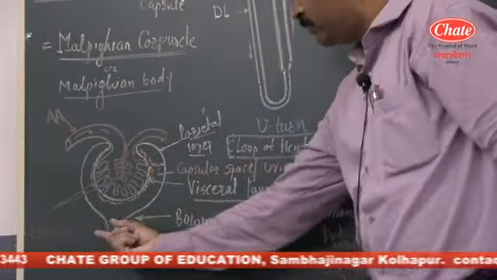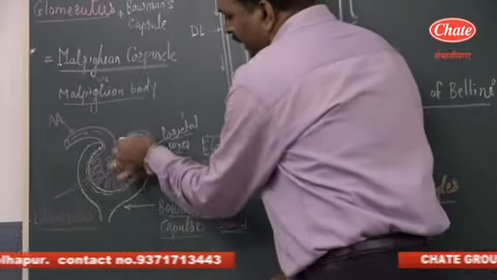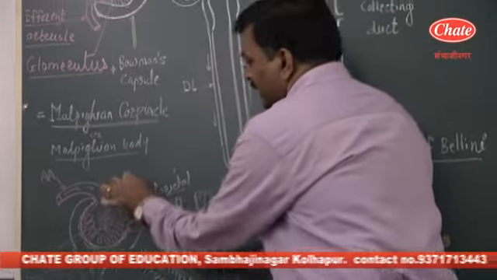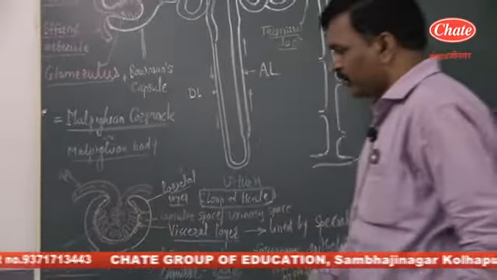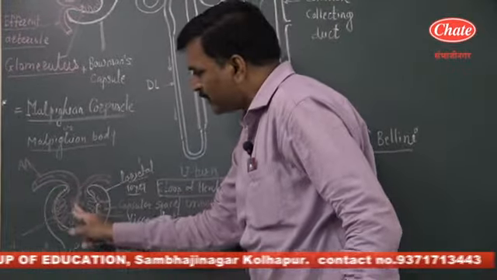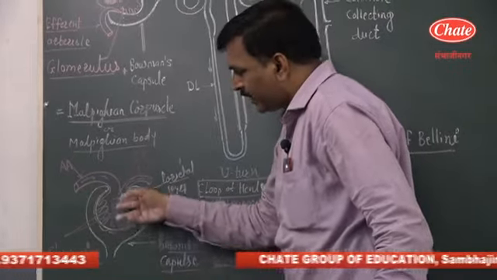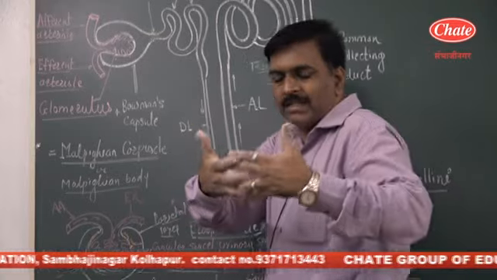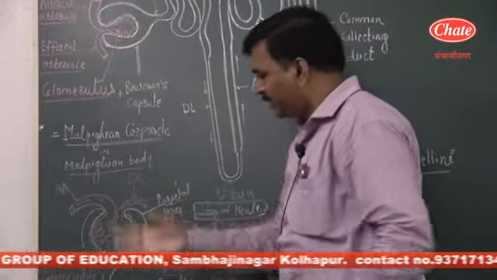So the second component is the glomerulus. The glomerulus is a mass of blood capillaries, and it leaves the Bowman's capsule as the efferent arteriole. Blood enters the Bowman's capsule through the afferent arteriole. When the afferent arteriole enters the Bowman's capsule, it forms a network of capillaries. This network of capillaries forms the tuft or mass or knot of capillaries.